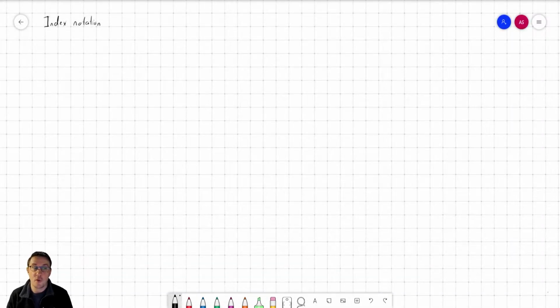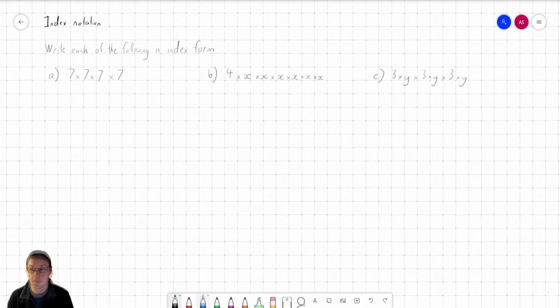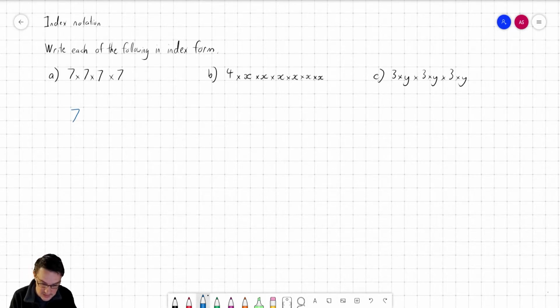Hey, amazing people. What we're going to do now is look at how to write expanded form and convert that into index form. In each of these examples, we're going to work through writing these in index form. In the first one, we've got 7 times 7 times 7 times 7. One of the first things we need to do is identify the base, and that's going to be the number 7, because that's the number that's being multiplied here. So that's going to be our base.